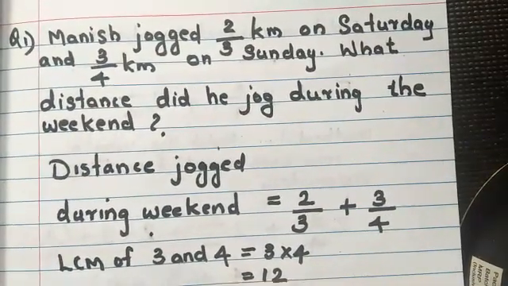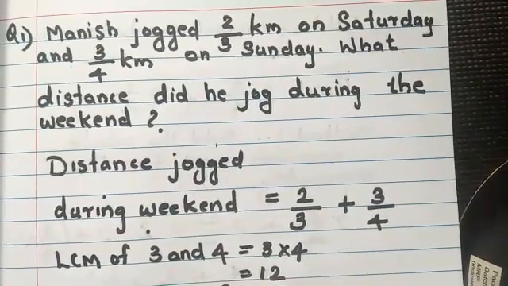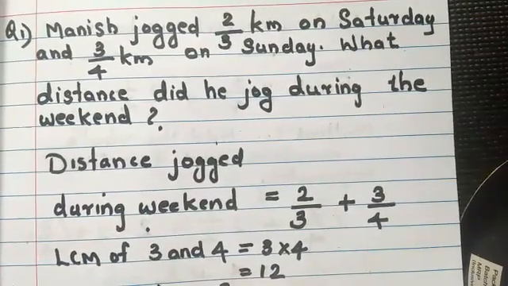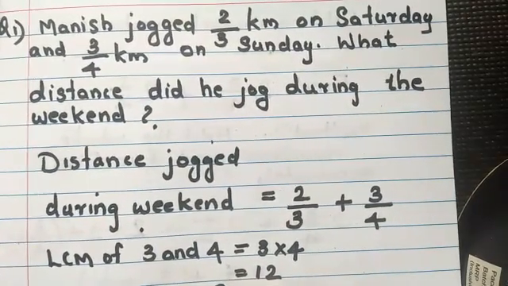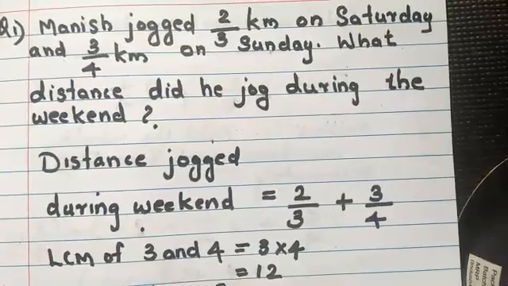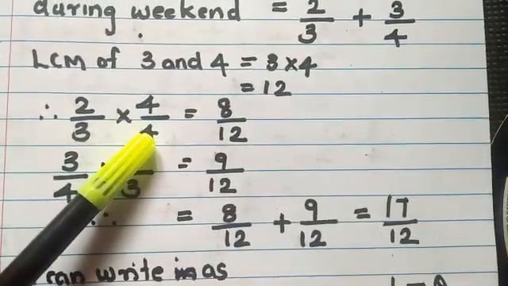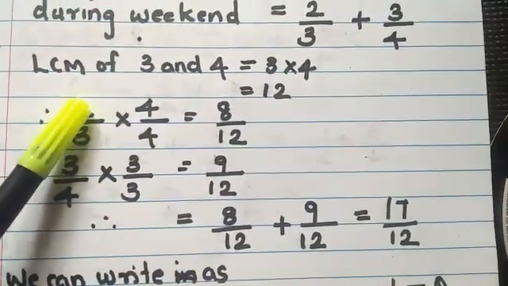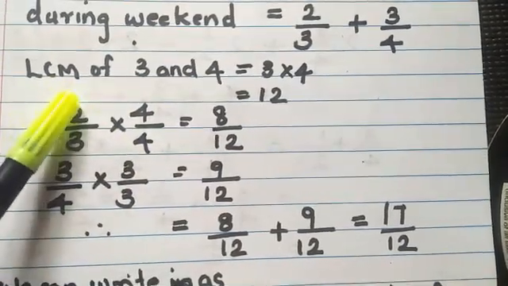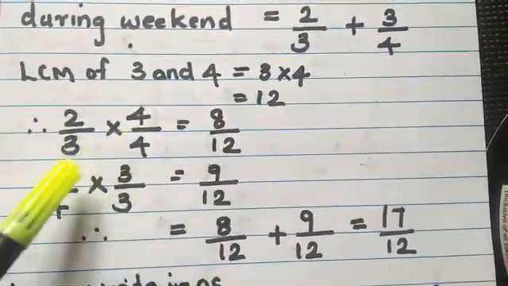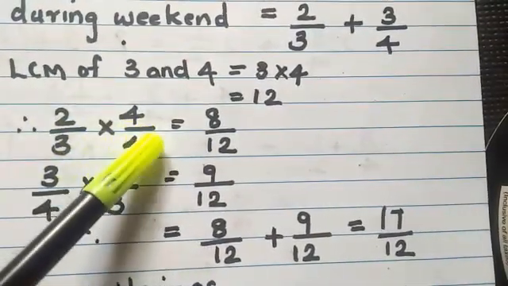Here denominators are 3 and 4, unlike fractions. We have to calculate their LCM. They have no common factor, so their LCM is their product. That means 3 into 4, 12. So for 3 to become 12, we have to multiply by 4. So this fraction should be multiplied by 4 by 4. So 2 into 4, 8. 3 into 4, 12.